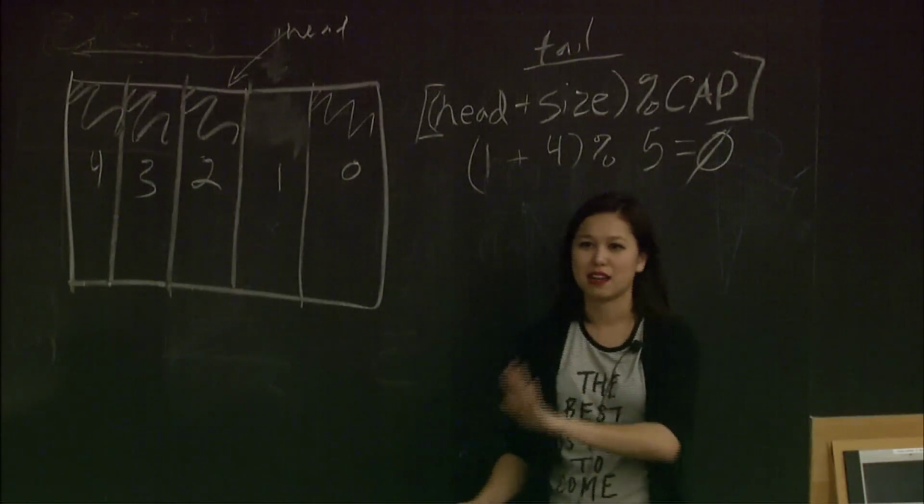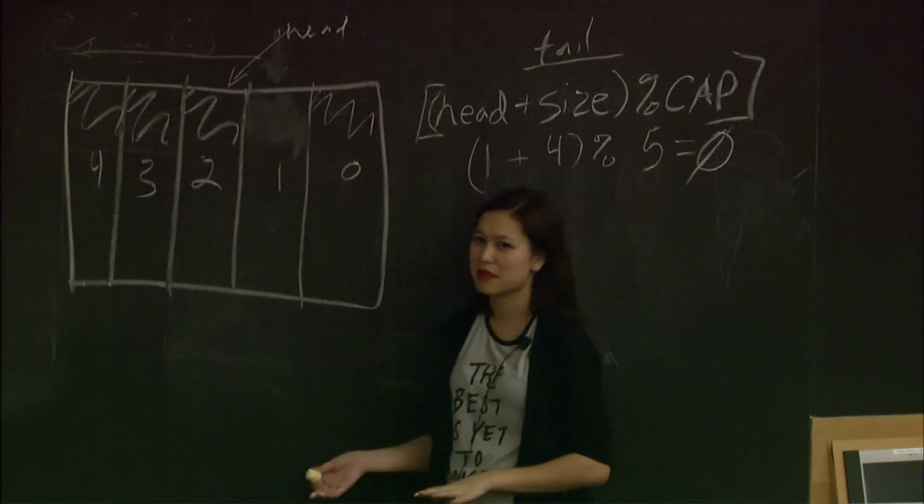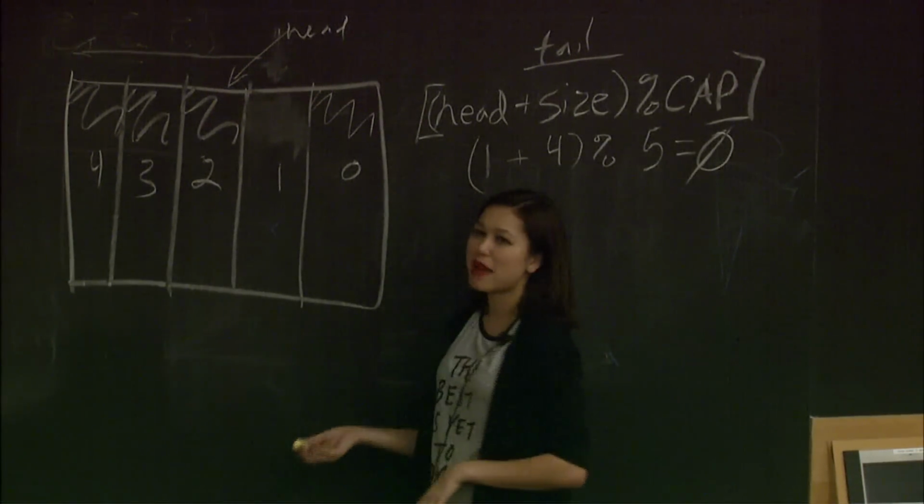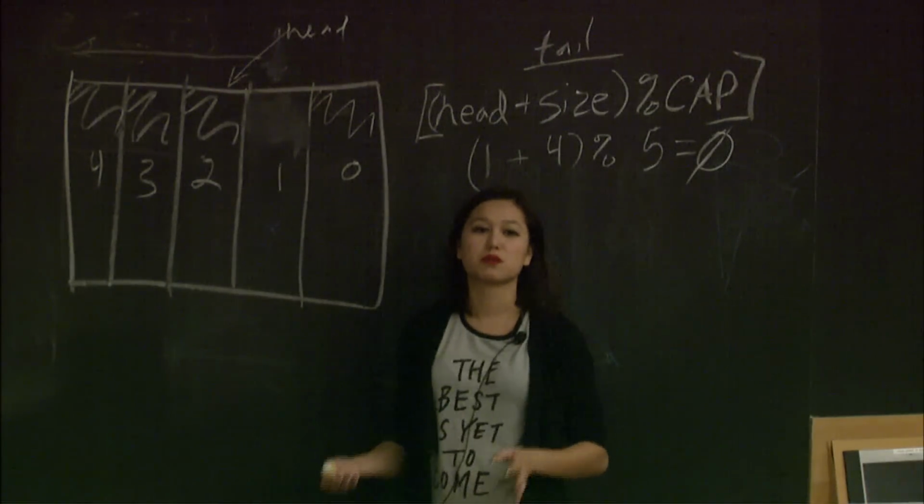Queues can wrap around the array. That's one of the main differences. With stacks, you can't do this. With queues, you can, because all that matters is that you know what was most recently added.